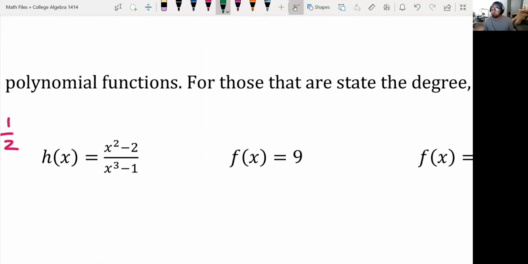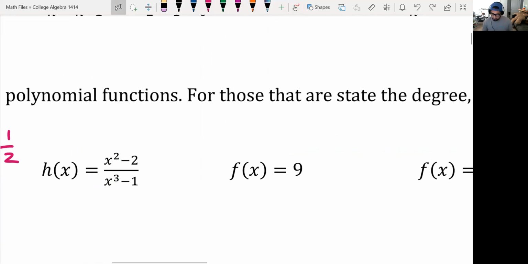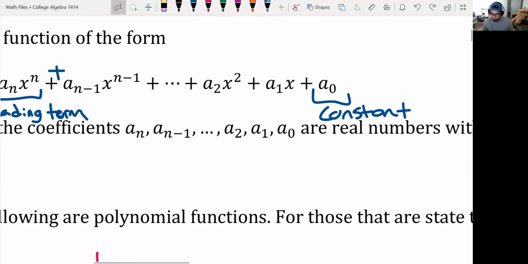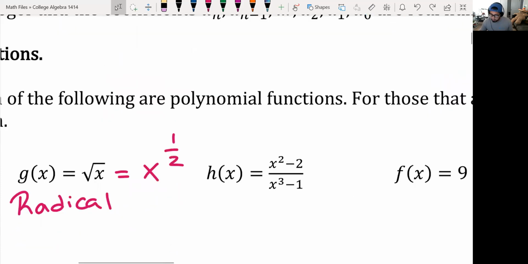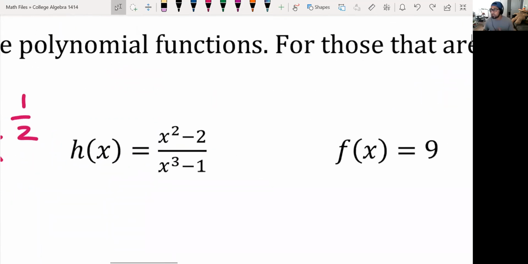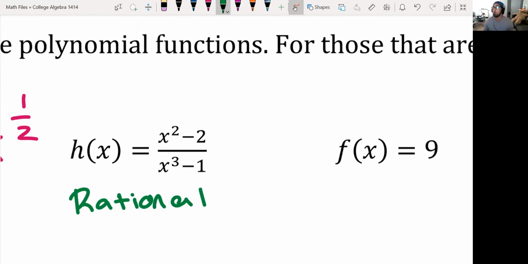Is h a polynomial? Well, you do have degrees that are positive whole numbers, but does this function h of x look exactly like this function f of x up top? And when I say does it look like it, do you see a fraction anywhere? And the answer is no. So h of x, we have seen this type of function before. It is not a polynomial. It is a polynomial over a polynomial, but when you have a polynomial over a polynomial, that is considered to be rational.